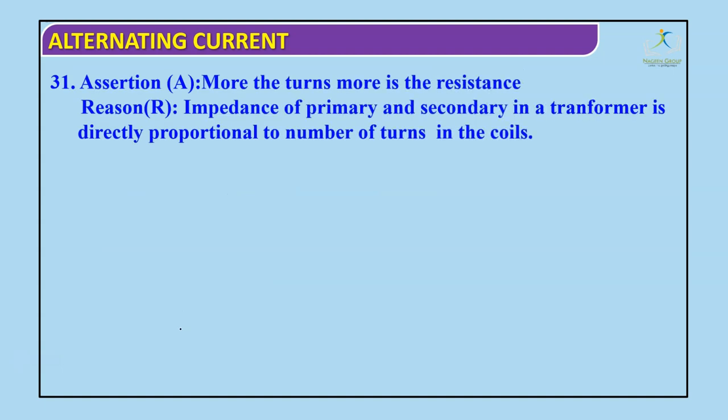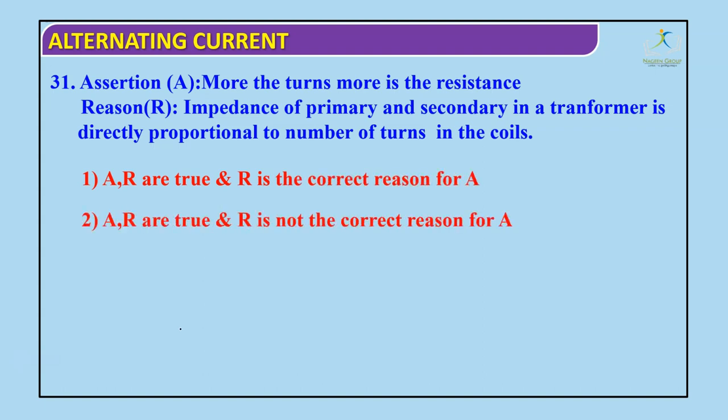Next question we have assertion: more the turns, more the resistance. Reason: impedance of the primary and secondary in the transformer is directly proportional to the number of turns in the coil. We have these options. Assertion and reason are true, reason is the correct reason for A. Assertion and reason are true, and reason is not the correct reason of A. A is true, R is false. A is false, R is true. The correct answer for this question is the first. A, R are true, and R is the correct reason for A.